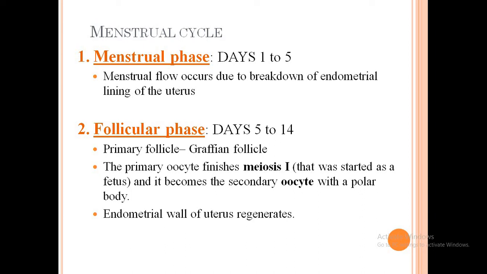Then, children, there are the endometrial glands. These endometrial glands elongate and become corkscrew shaped. This is a very important feature. Mucus becomes thin. And the primary oocyte finishes meiosis 1 and becomes a secondary oocyte with a polar body. Again, I am repeating the same thing, children: when ovulation occurs, ovulation always occurs when the cell is in the secondary oocyte stage.